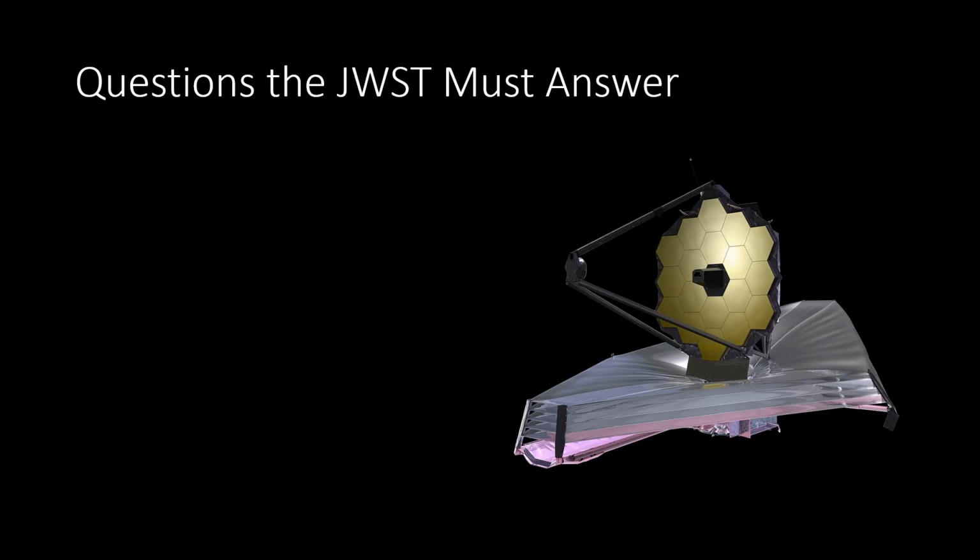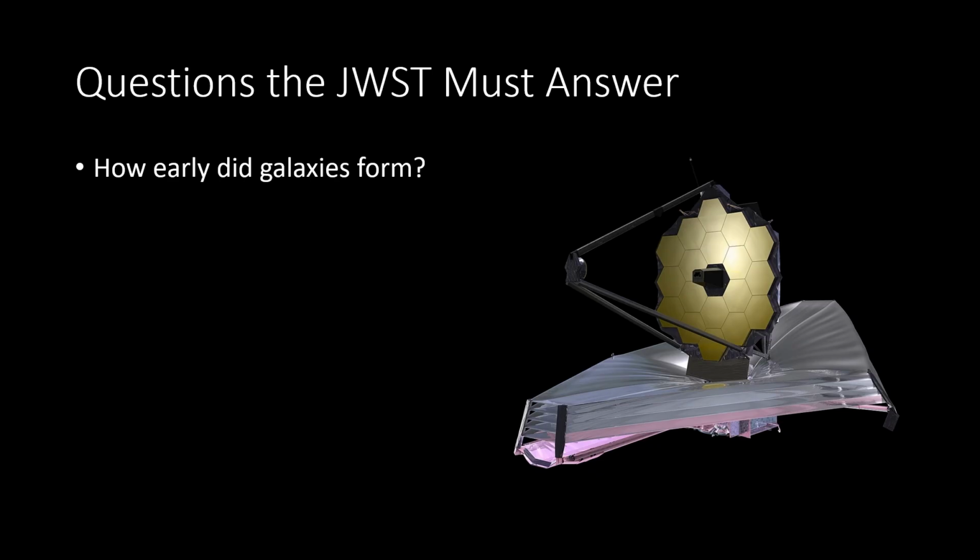That's the big question we have here. So the questions the JWST must answer is, how did those early galaxies form? What did they look like when they first formed? They've got this idea of how galaxies form, and as the galaxies begin to develop, their appearance would change with time, is the whole idea.